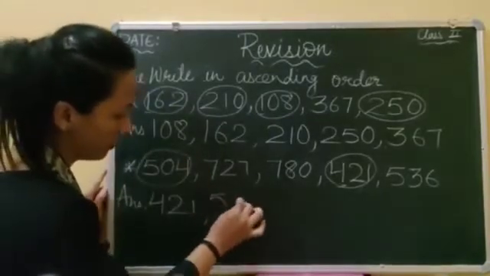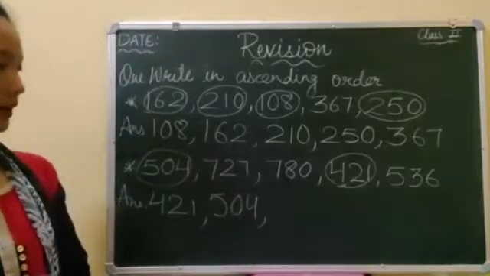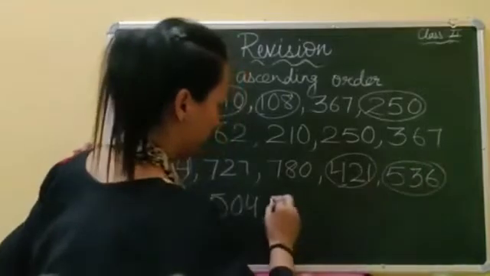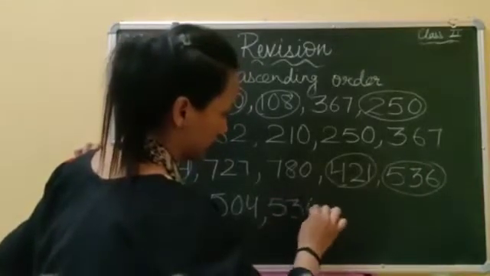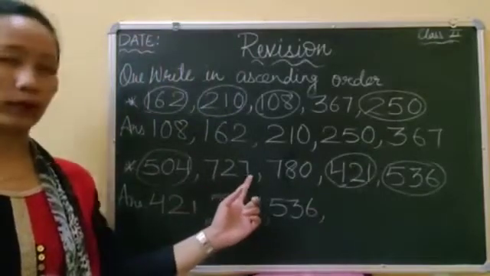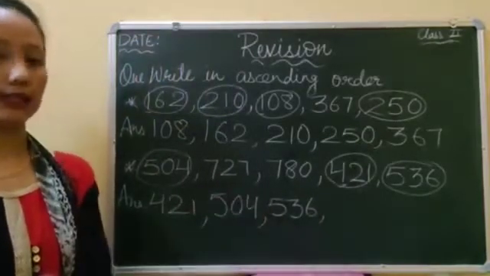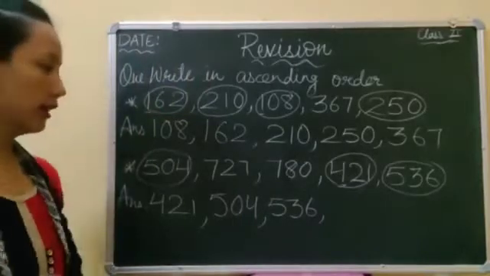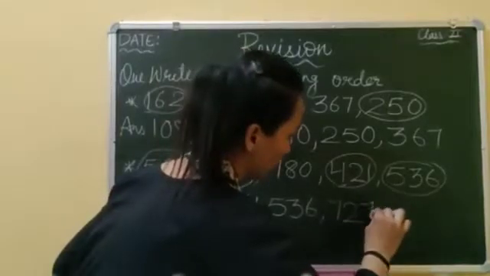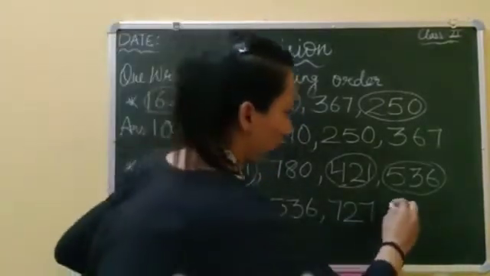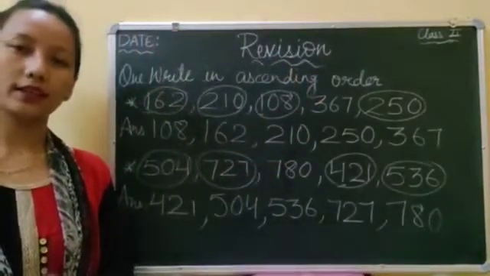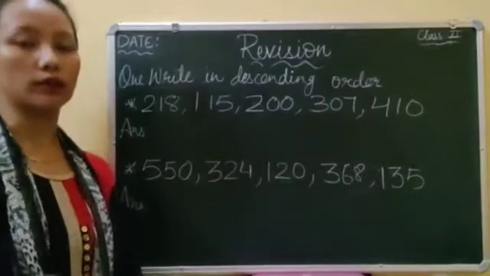Right? 504. Then 536. Right. Okay, now tell me which is smaller, 727 or 780? Which one is smaller? Yes, 727. Then 780.